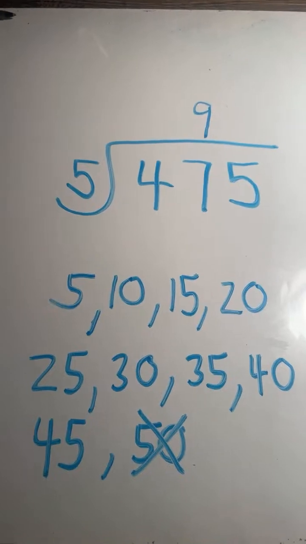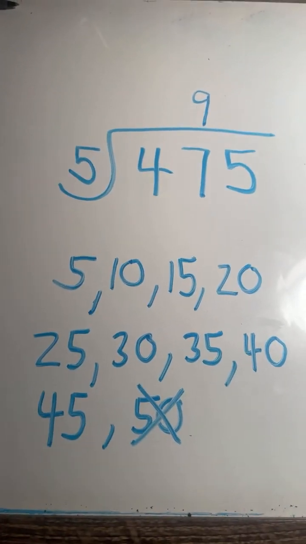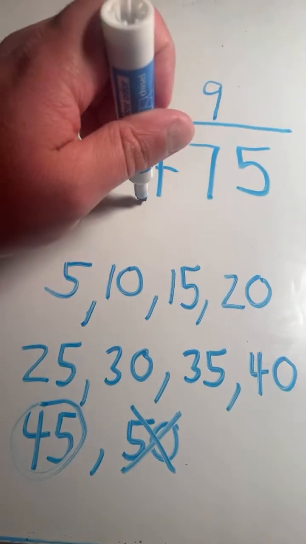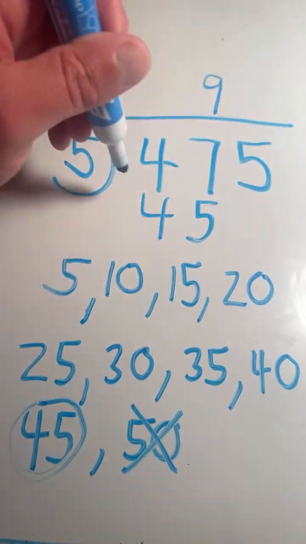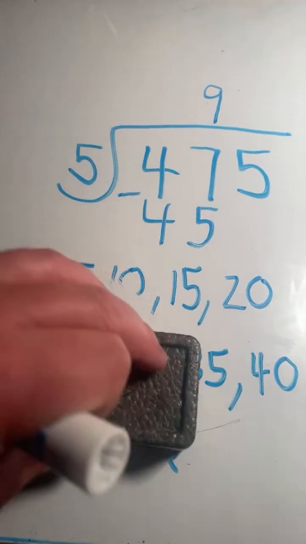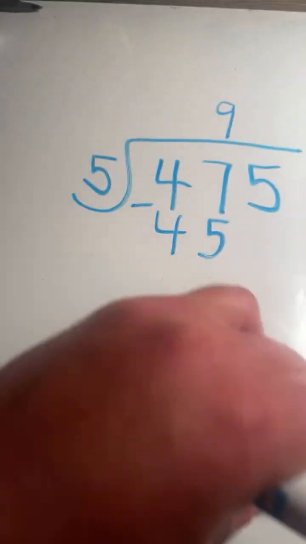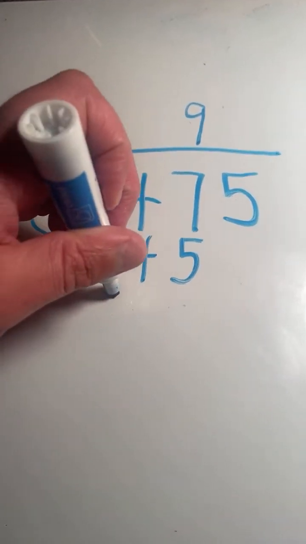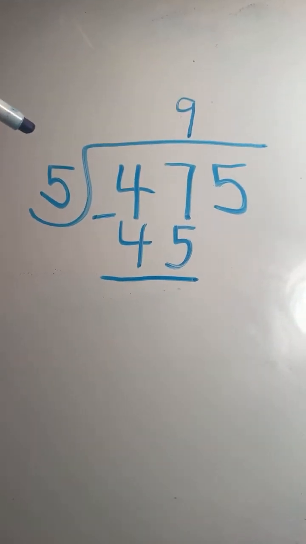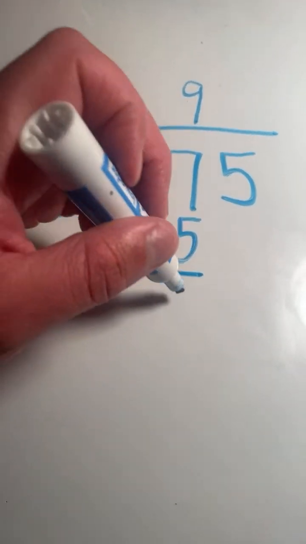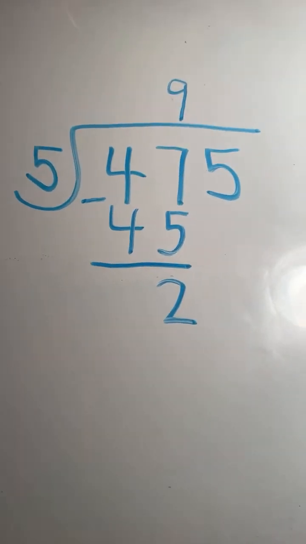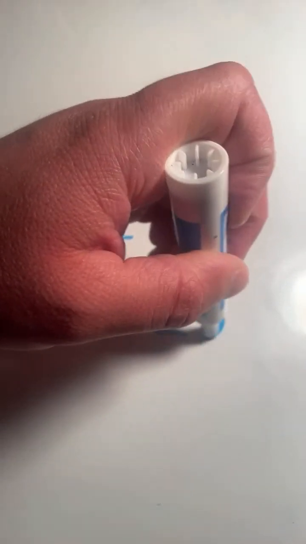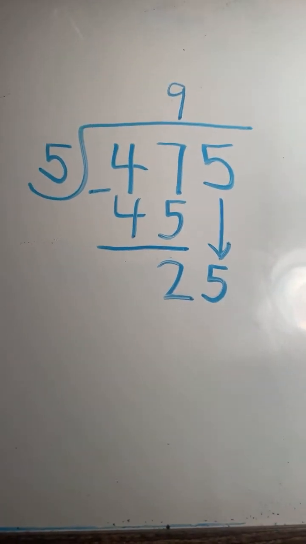Now, there is a remainder there. The closest we could get to 47 without going over 47 was 45. So 45 is what we need to subtract to find our remainder. So 47 minus 45 equals 2. Next, we bring down the 5. Now I got to figure out how many times 5 goes into 25.